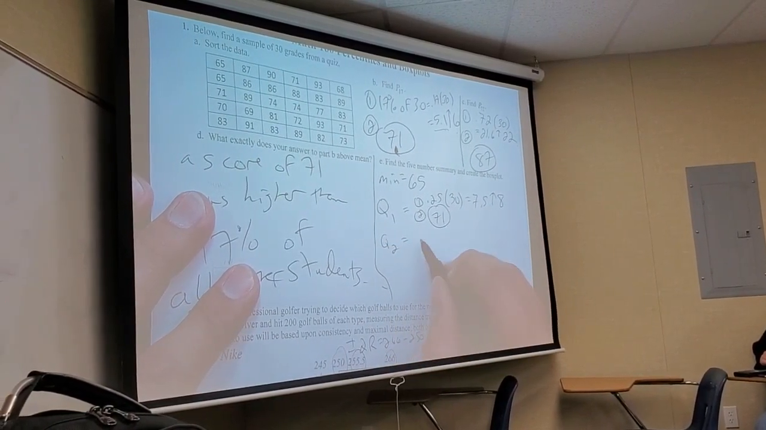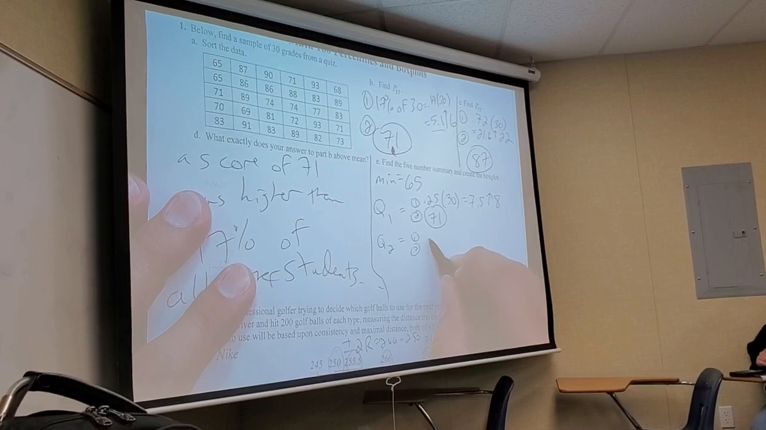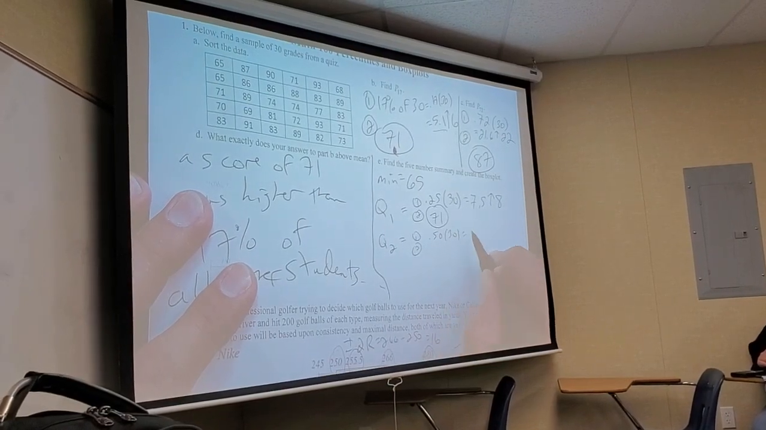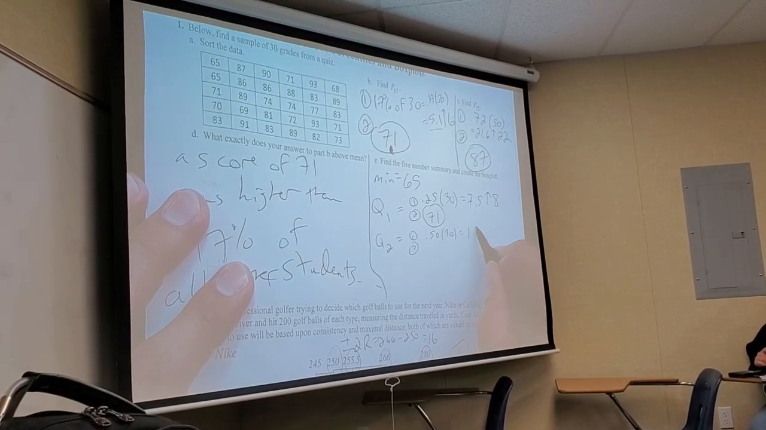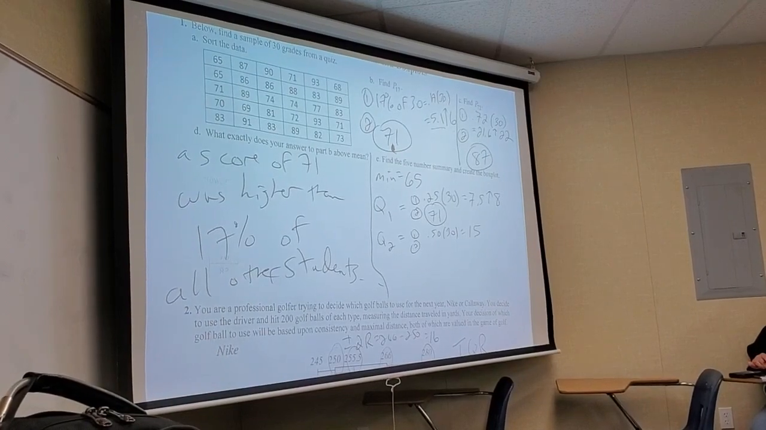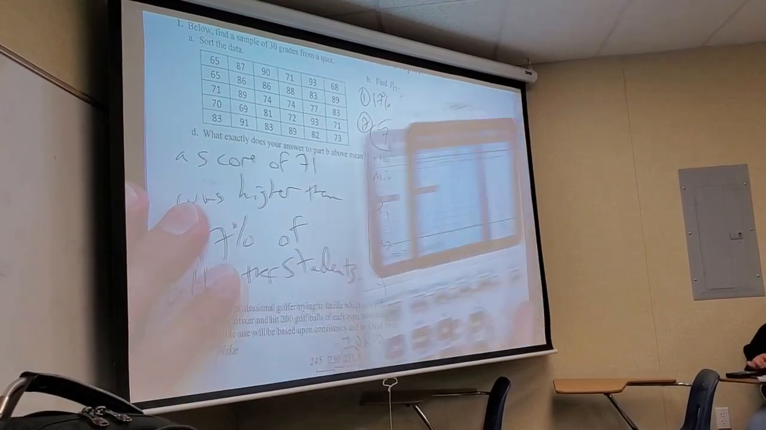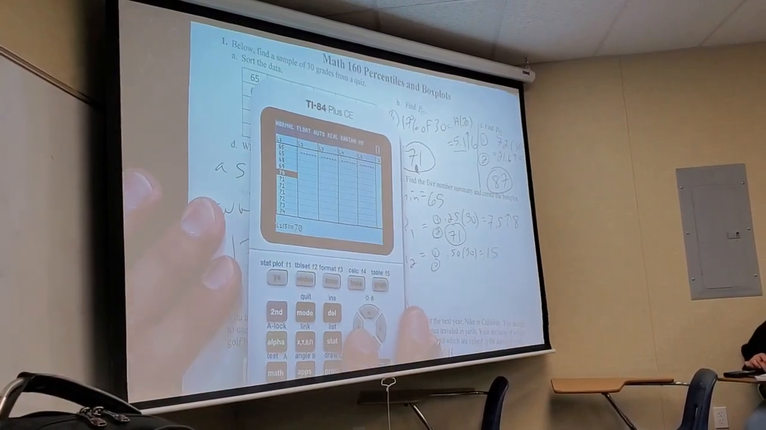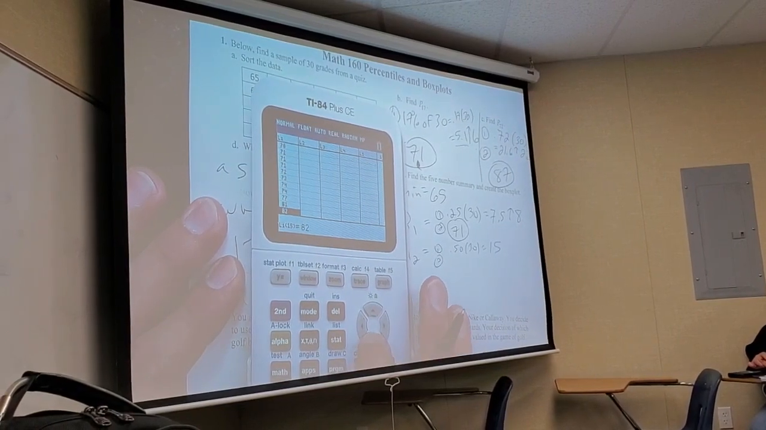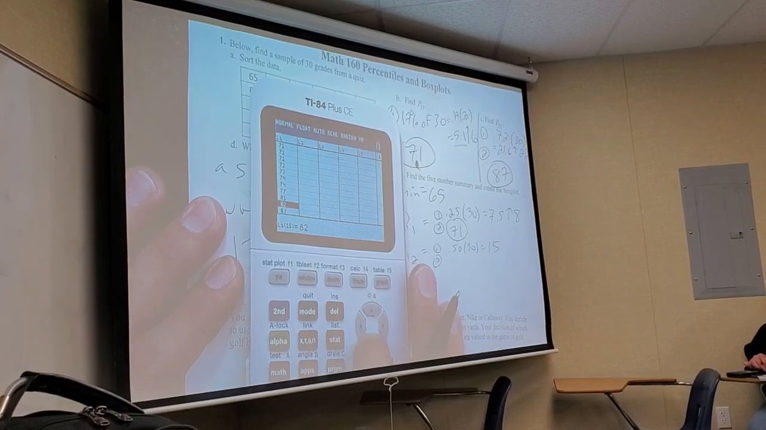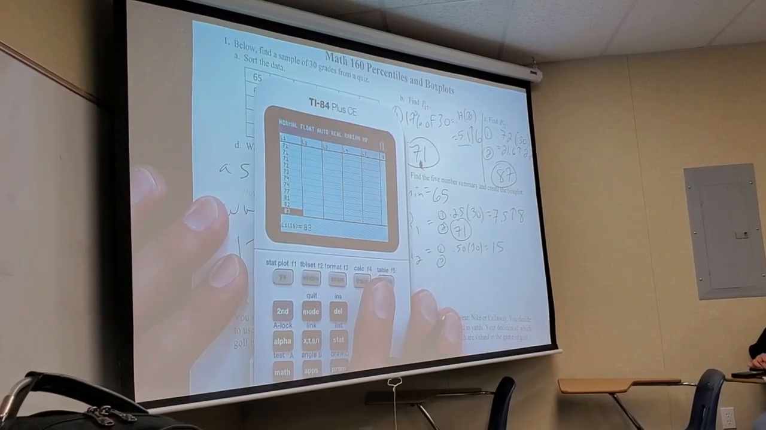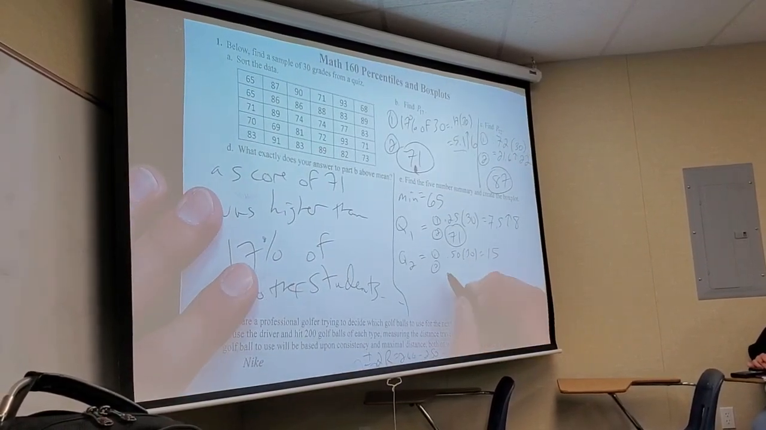Q2. So again, Q2 is just P50, so half of 30. What's half of 30? And then I got a whole number, so what does that mean I have to do? Yeah, I have to average those two. So I could just see what number's in the middle of those two, and that is 82.5.